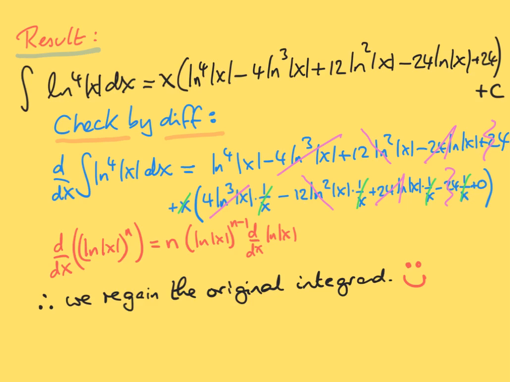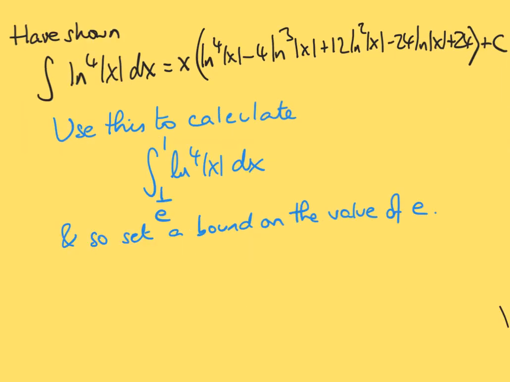Okay, on the next slide, I'd like us to use our result and to work out a definite integral. So let's just pause and we'll have a look at it on the next slide. So to conclude this video, I'd like to use this result to calculate this definite integral from 1 over e to 1 of log to the fourth of x with respect to x, and then use this result that you're going to get to set a bound on the value of e. So have a go and I'll see you in a minute.